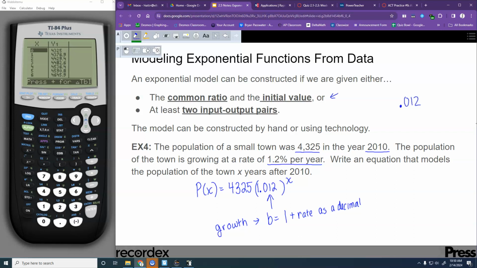Right. Now, I don't know if I've got one for this, so let's just write it down. What about if you have decay? What if your population is declining? What would we do for the B? We'll do 1 minus the rate as a decimal. So, like, for example, in this case, if it was decay, I'd do 1 minus 0.012, which would give me like 0.988, I think, for that.